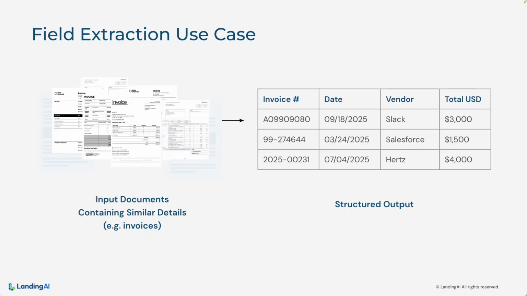In this video, we'll look at agentic document extraction use cases that focus on field extraction when you have many different input documents that contain similar details, and you want to map all of those details into structured output. This can present in a couple different ways.